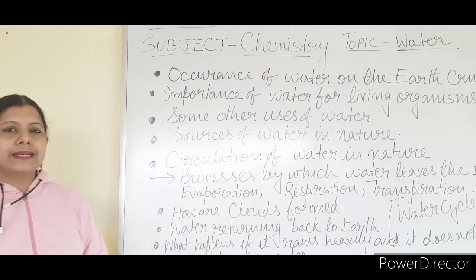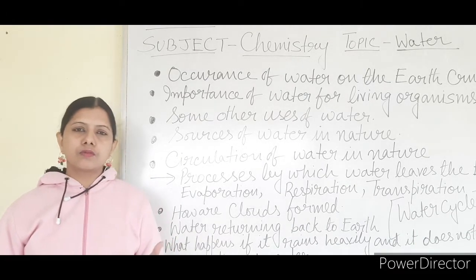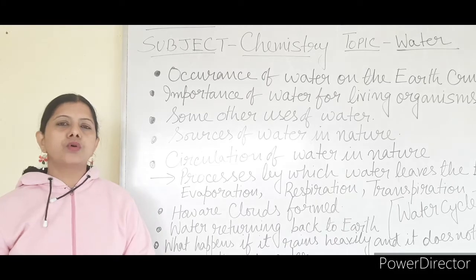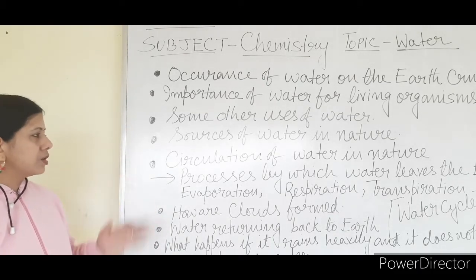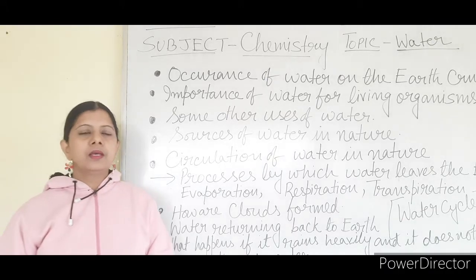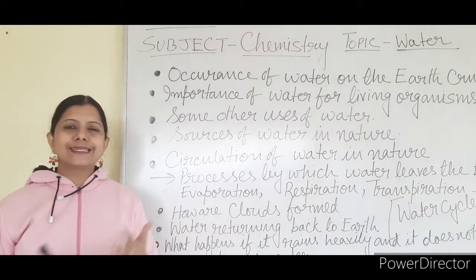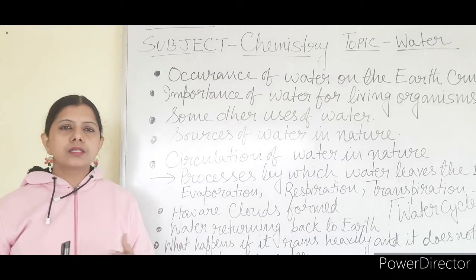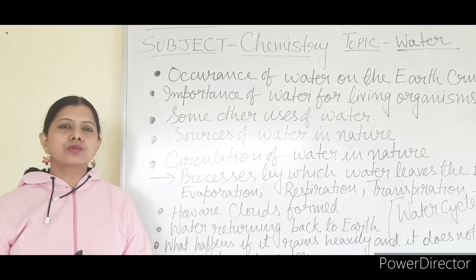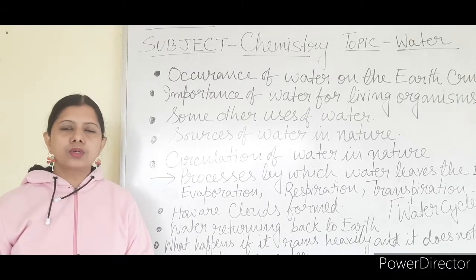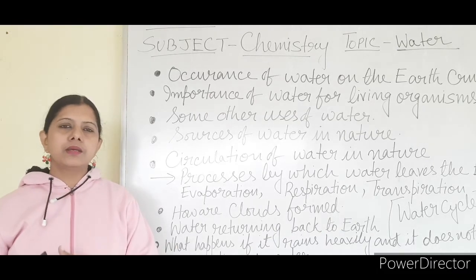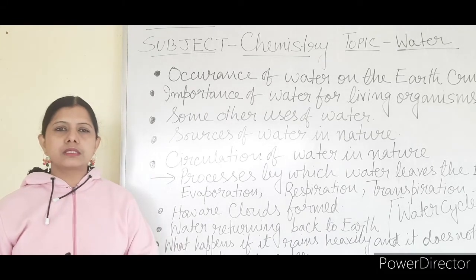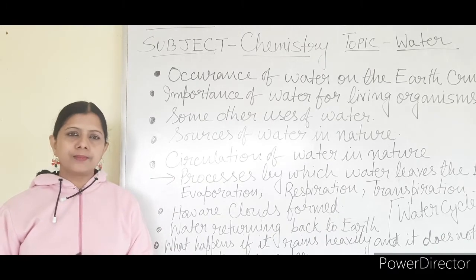Sources of water in nature. What are the sources of water and in which form we are going to get water from that. Next is circulation of water in nature. The amount of water generally is going to remain the same. So definitely water is circulating, it is evaporating, going up, then again coming back. So this whole process is called circulation of water.